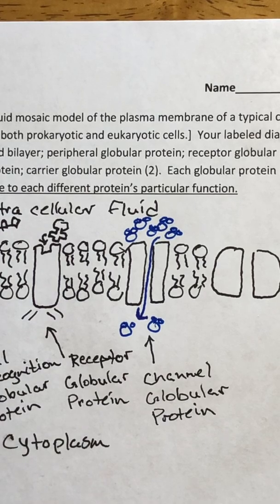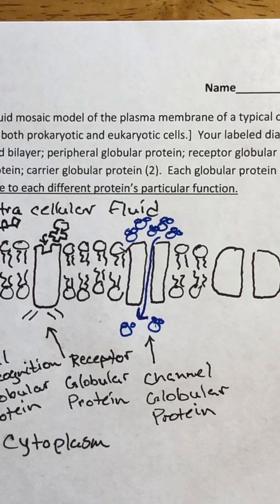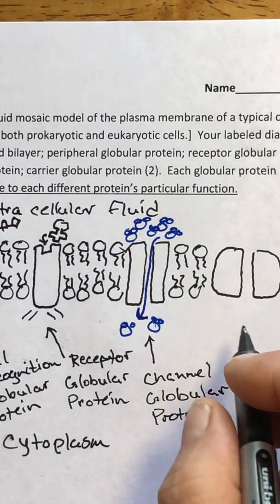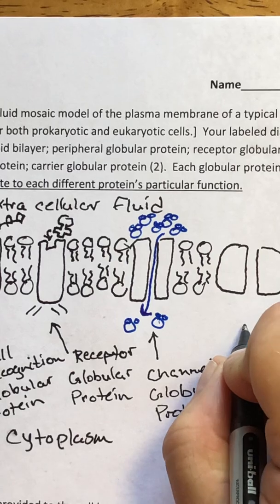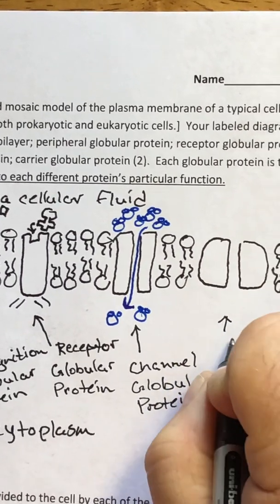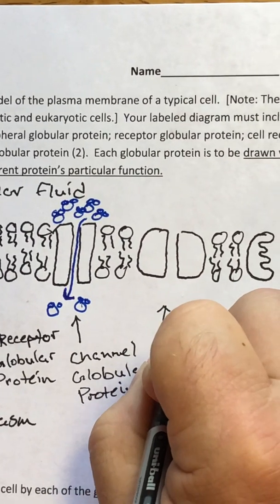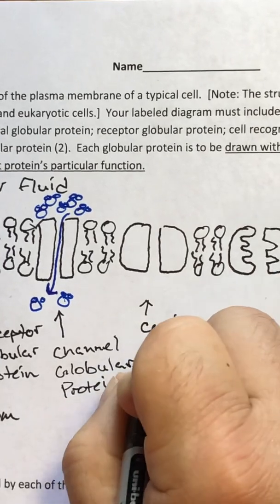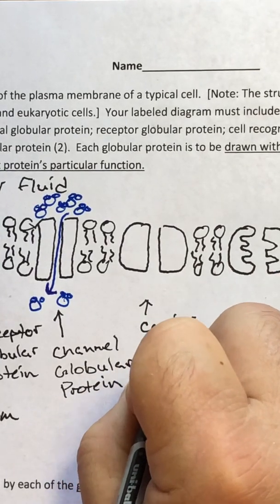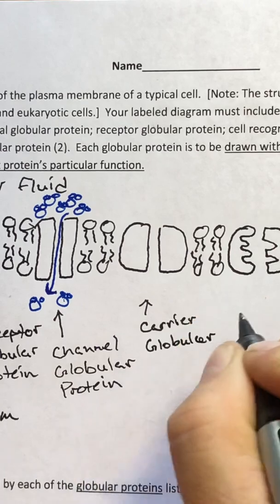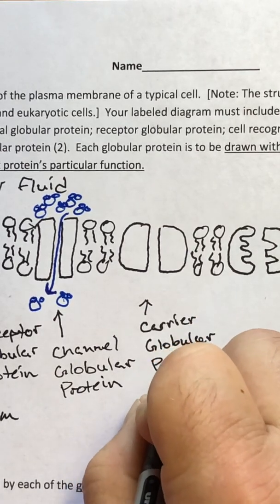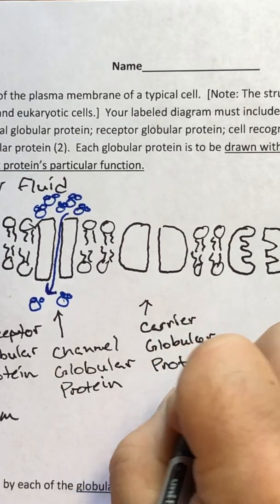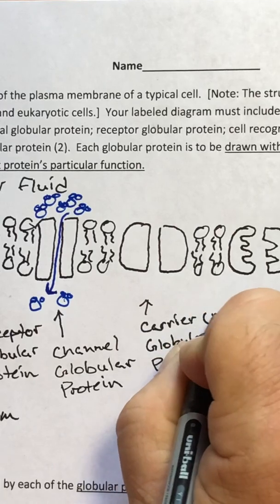The next one is the first carrier globular protein, and so we're going to do two of these carrier globular proteins, this being the first one. So this one is carrier globular protein, and this is number 1.